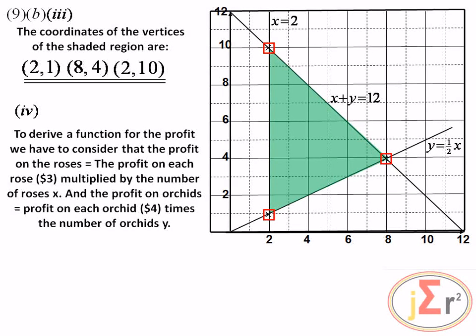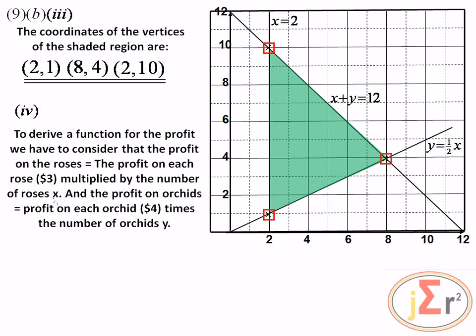To derive a function for the profit, we have to consider that the profit on the roses must be equal to the profit on each rose, which is $3, multiplied by the number of roses, and the number of roses will be X. To find the profit on all of the roses, we need to find the profit on each rose. As a matter of fact, the profit on each rose is given to us. We need to multiply that by the number of roses. So take the profit on each rose, 3, and multiply by the number of roses, X, 3X.